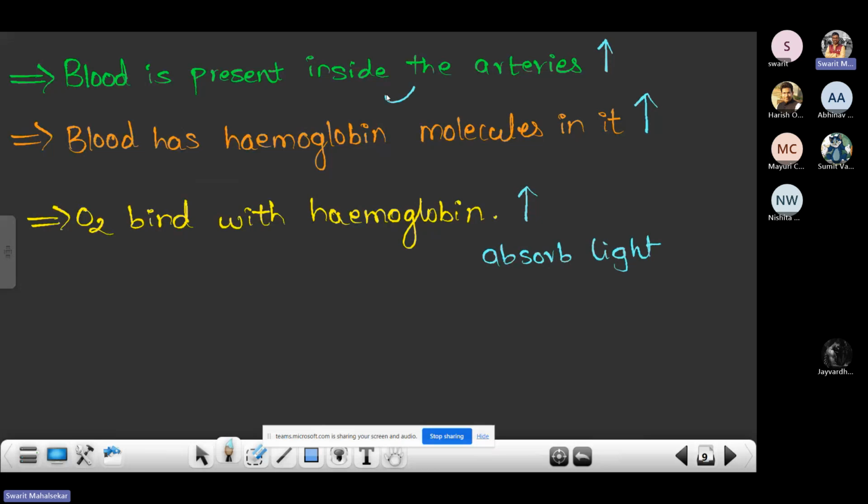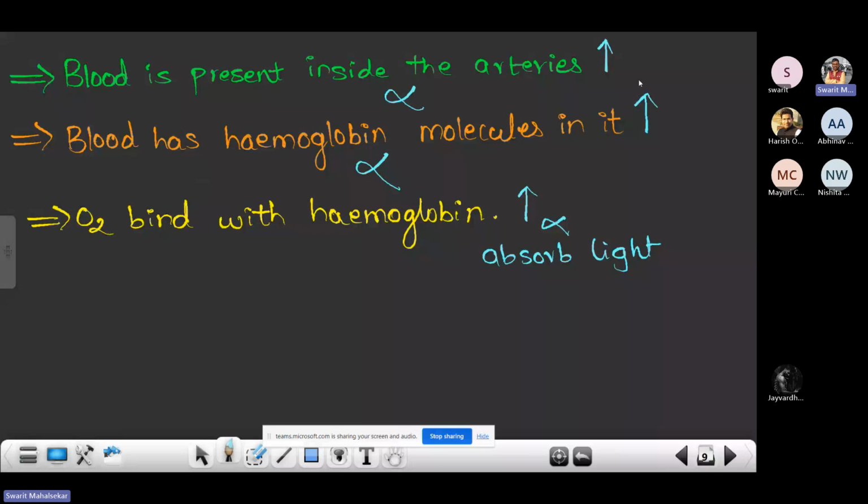So you see, all of these lines are proportional to each other. On the contrary, if the amount of blood present in the arteries decreases, your hemoglobin molecules also decrease. Thus, the O2 present in those hemoglobin molecules, or rather in the blood, also decreases, and thus the majority of the light is reflected back.